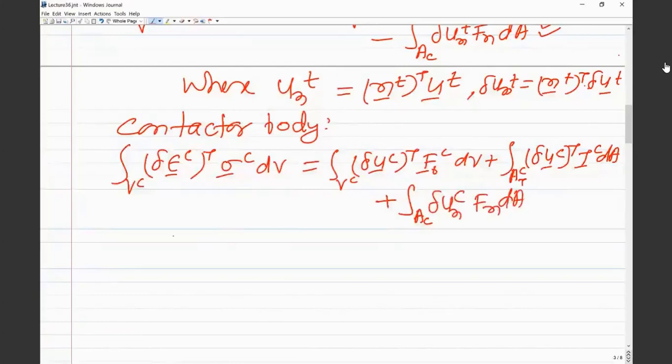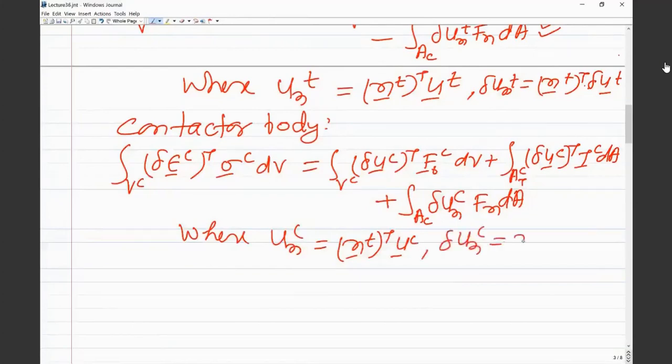And here, this Unc is defined based on the normal to the target body, so Nt transpose into Uc. And so also delta Unc will be equal to Nt transpose into delta of Uc. So as I said at the beginning, we are using this normal to the target body as a reference normal and expressing the quantities in terms of this. So this is the virtual work for the contactor body.